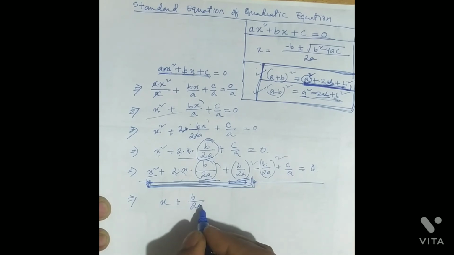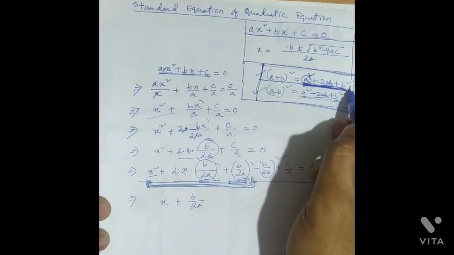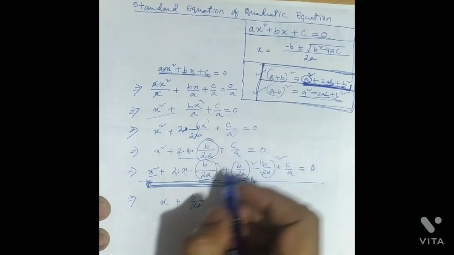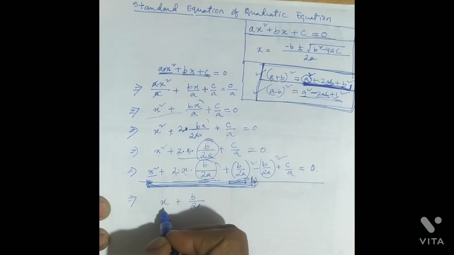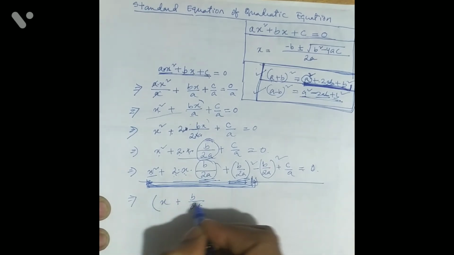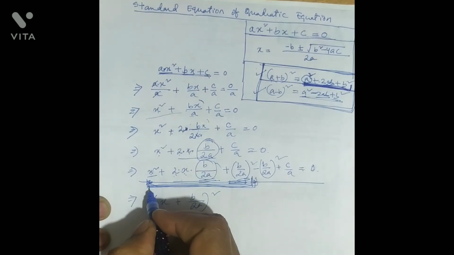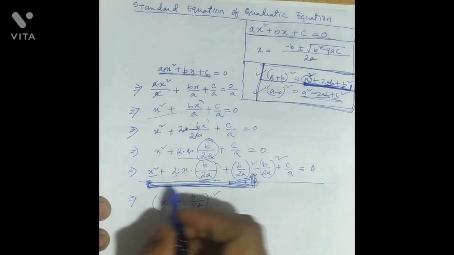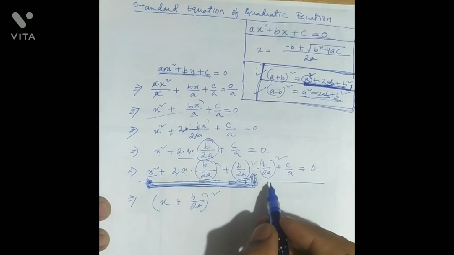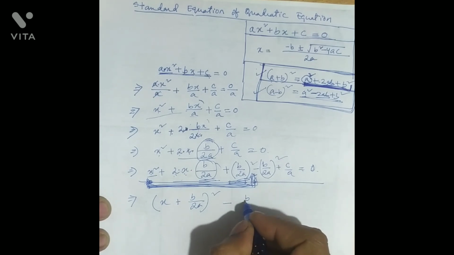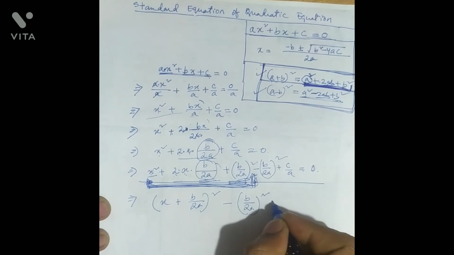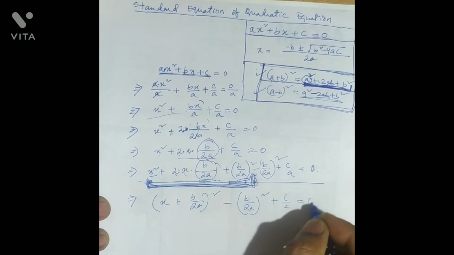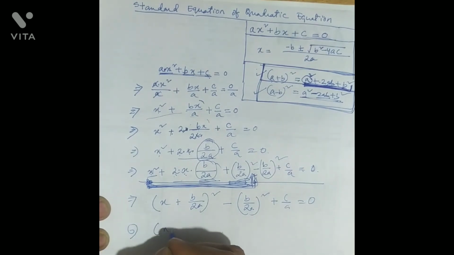So a plus b whole square. If you write for this part a plus b whole square, then for this part we can write x plus b by twice a whole square. Okay, so we have transformed this into a whole square. After that, what remains is b by twice a whole square plus c by a is equal to 0. Okay.